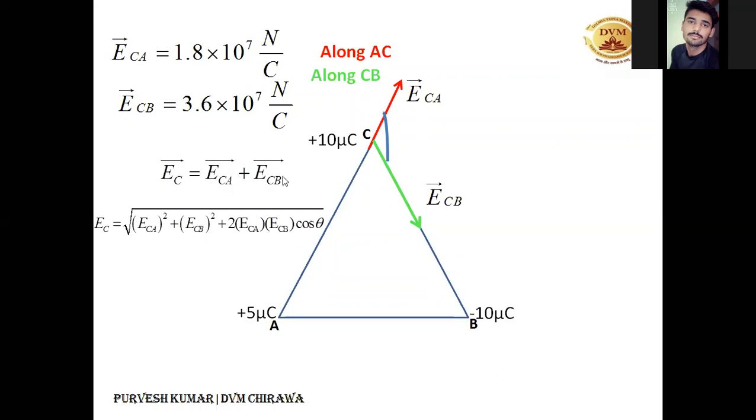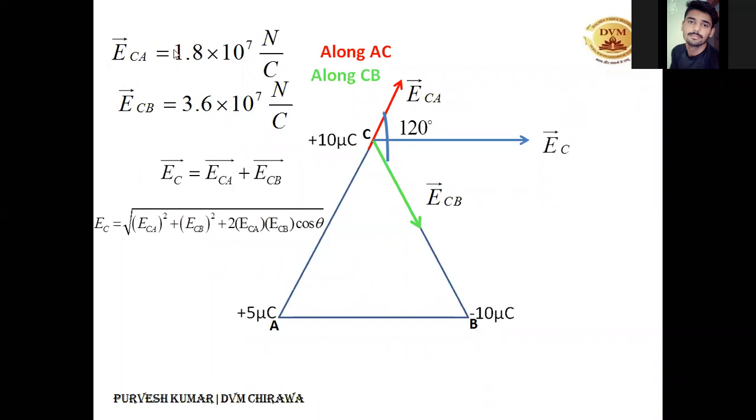The vector sum of ECA and ECB, the magnitude can be given by the parallelogram law: ECA square plus ECB square plus 2 ECA ECB cos theta. Now the angle between these two is 120 degree, and we need to find this resultant EC.